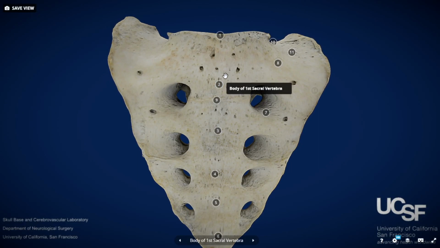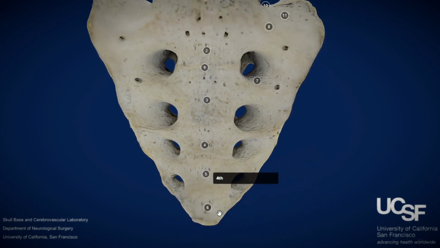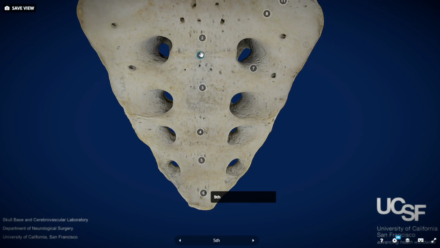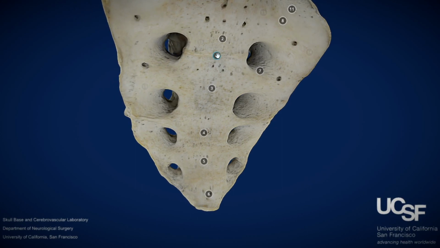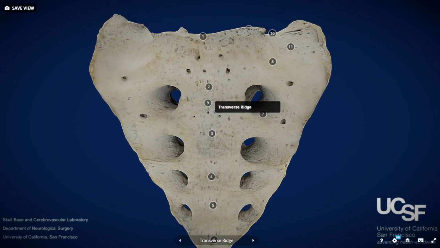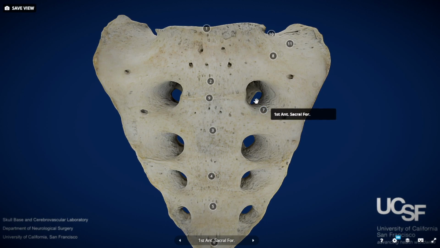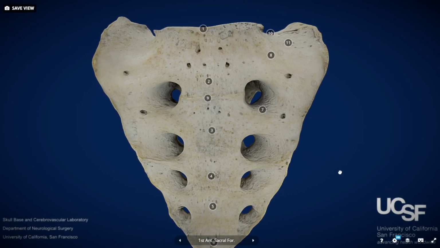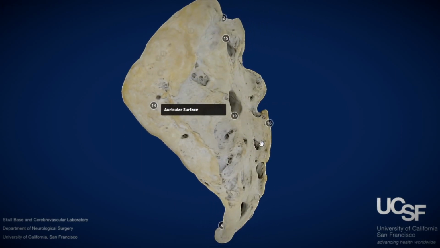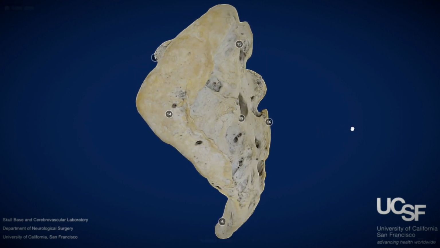Over the anterior surface or pelvic surface, we can notice the body of the first sacral vertebra, the second, third, fourth, and fifth. Each body is fused and has a crest at the place of their fusion, which is a transverse ridge. Laterally, there are anterior sacral foramina, a total of 4 foramina that decrease in their diameter as we move towards the lower levels. Again, laterally we have the auricular surface, which is the place for the articulation with the ilium part of the hip bone.